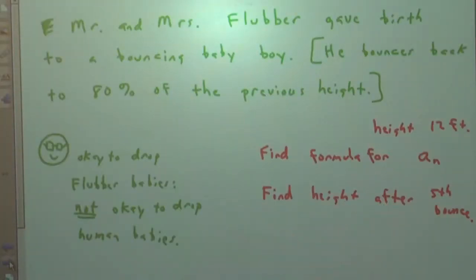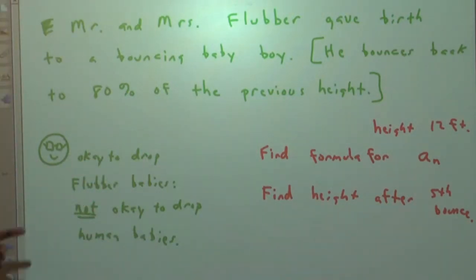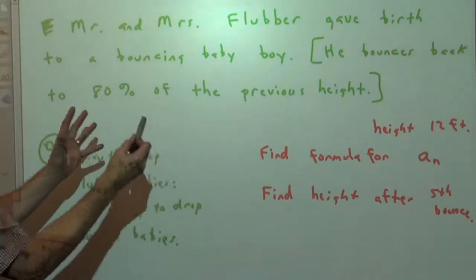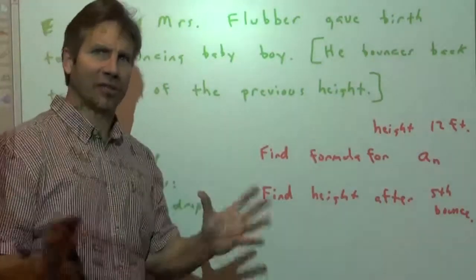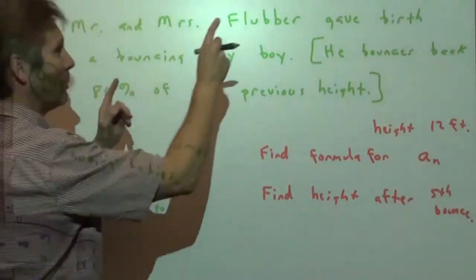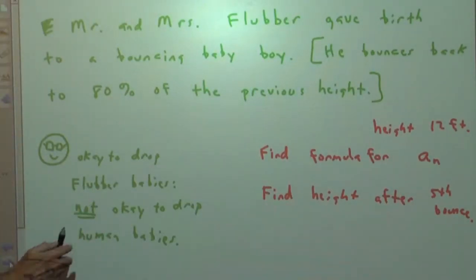So here, Mr. and Mrs. Flubber, they're going to give birth to a bouncing baby boy. He bounces back to 80% of the previous height. Now, most of you are so young you haven't seen the movie Flubber, but it's just this green stuff that's alive and it bounces. It loves to bounce. So it's okay to bounce a baby Flubber. It is never okay to bounce a human baby. Okay, just make sure we got that clear.